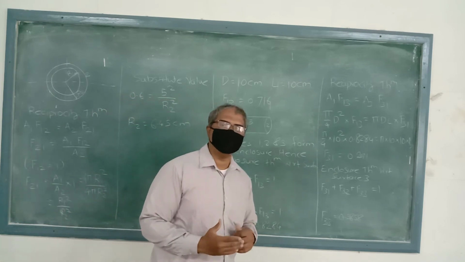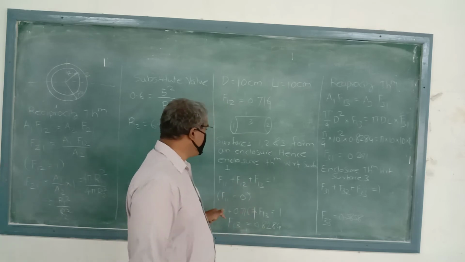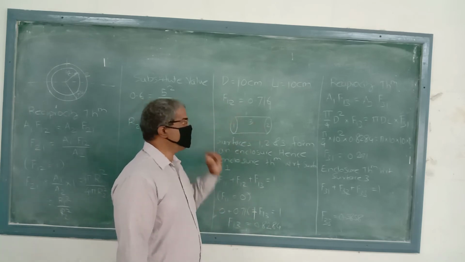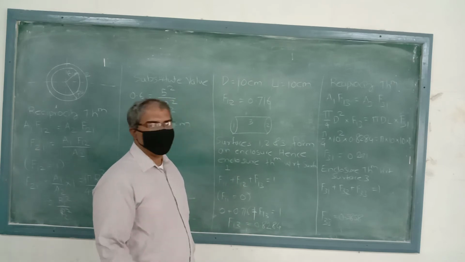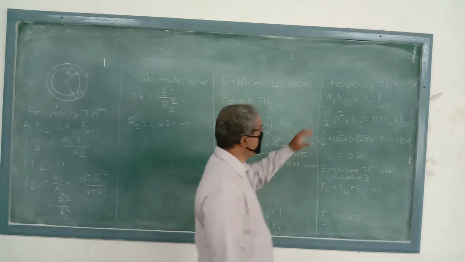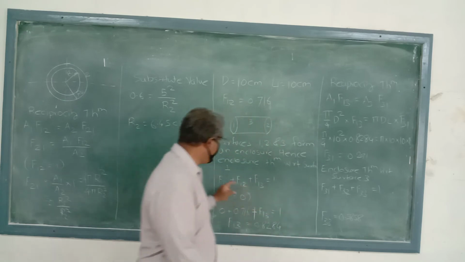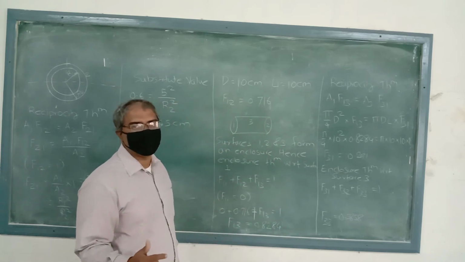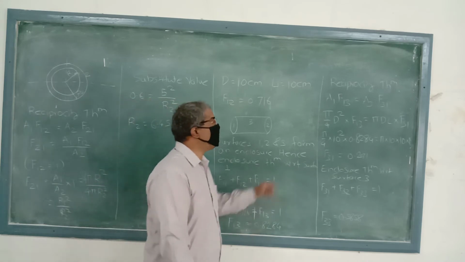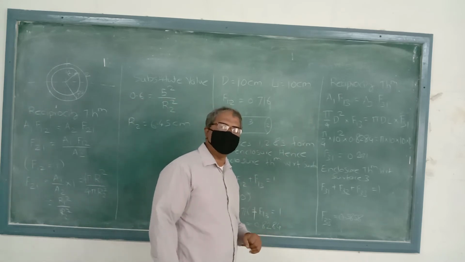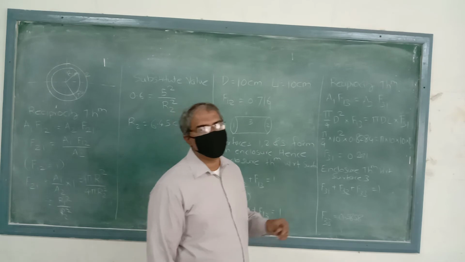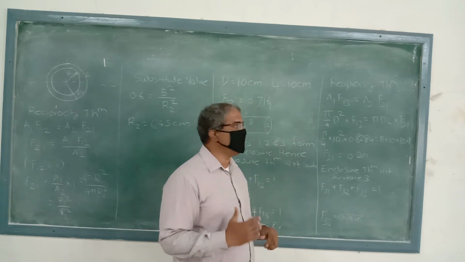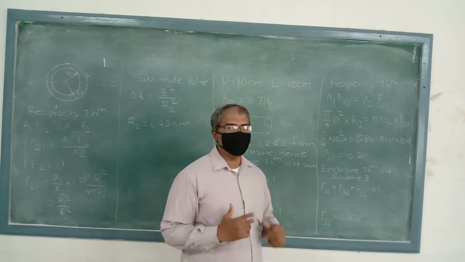Now we are going to apply the reciprocity theorem, because we have to find F3 to 1, the shape factor of the third surface with respect to 1. First we applied the enclosure theorem, which we discussed in the theoretical part. Now we apply the reciprocity theorem. In the reciprocity theorem, A1 into F1 to 3 is equal to A3 into F3 to 1.